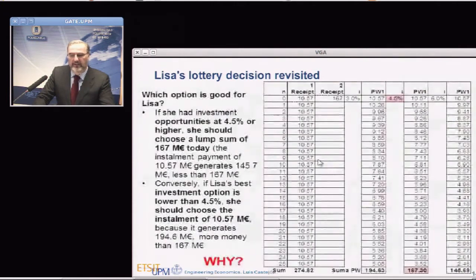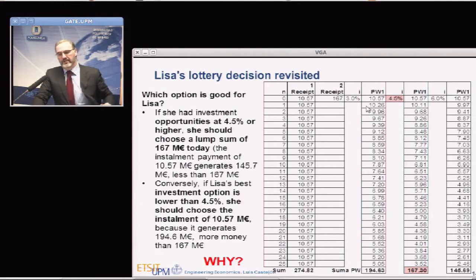It depends on the interest rate. This is the key message from economic equivalence: to know which interest rate makes two different cash flows equal today. So we tested cash flow option 1, the periodic installments, and cash flow option 2, the lump sum of receiving this amount today. We tested for an interest rate of 3%.